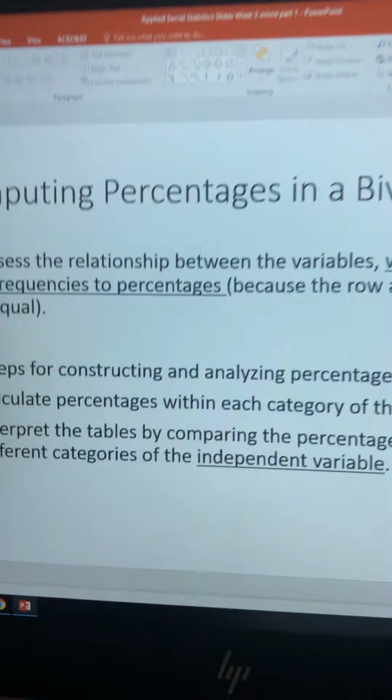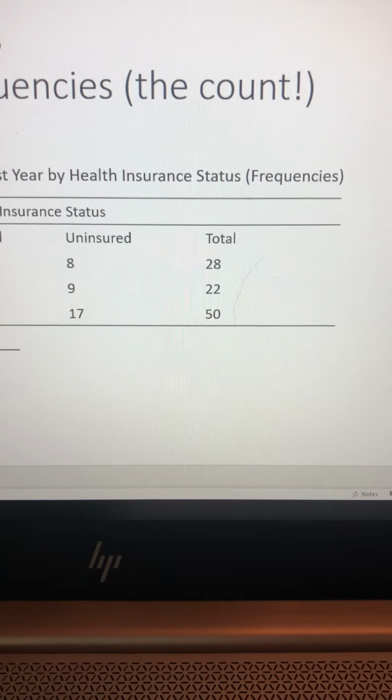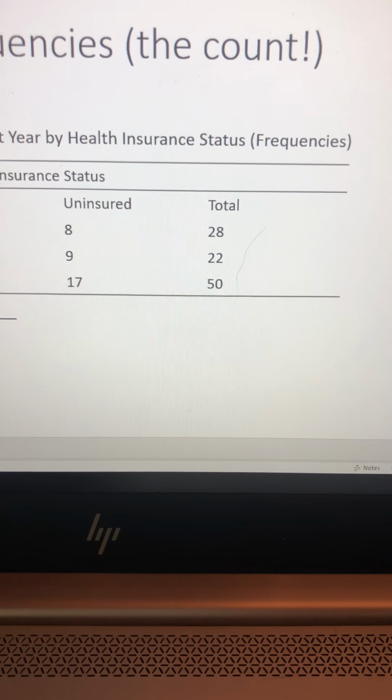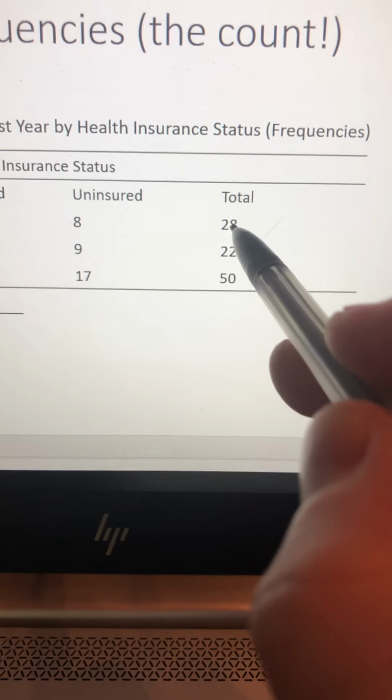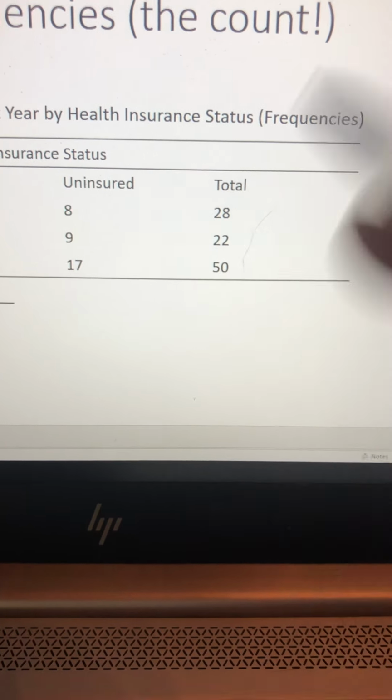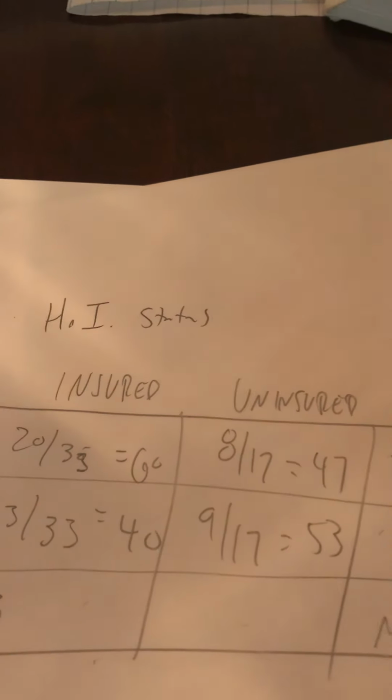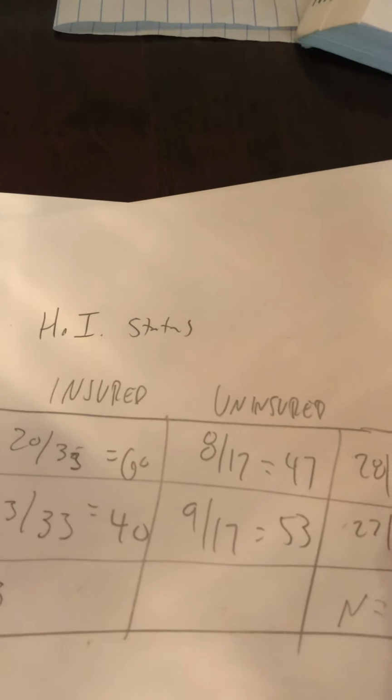Okay. Now the total, this is just going to tell you the percent that visited a doctor, right? Because this is going to be your marginal. So this is basically just the percent that visited, the percent that did not visit. This is going to be 28 over 50. This is going to be 22 over 50.